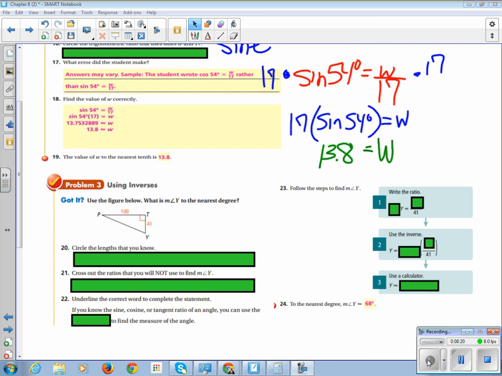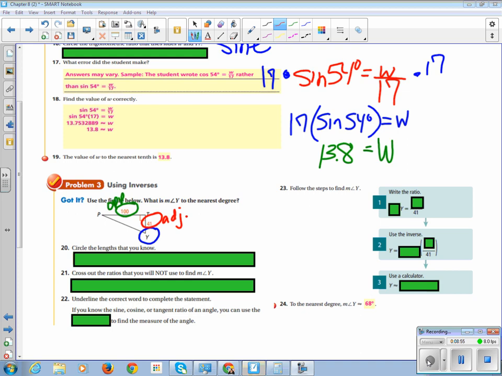All right, so if we look at problem number 3, use the figure below. What is the measure of angle Y? So I'm going to highlight angle Y. It is my angle of focus. And number 20 says circle the lengths that you know. We know that the side opposite of angle Y is 100, and we know that the side adjacent to angle Y is 41.